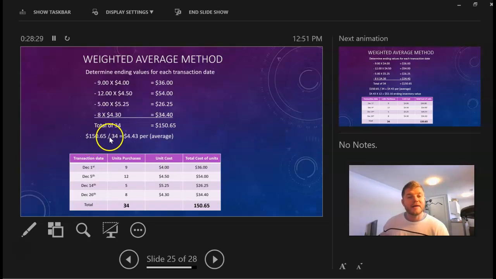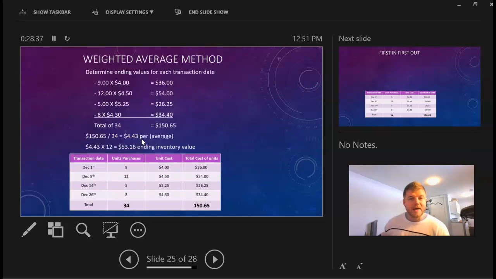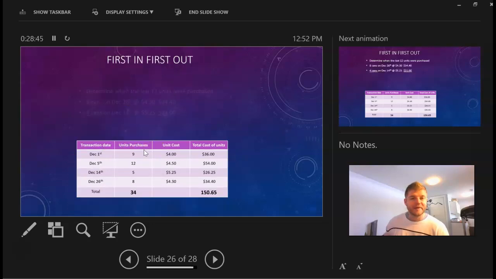Therefore, we divide 150 by 34. We spent on average $4.43 per bottle. Our ending inventory is now 12 bottles at that $4.43, which is $53.16.